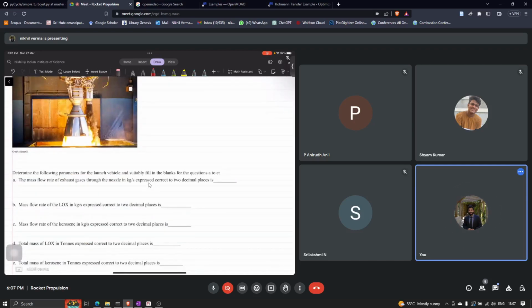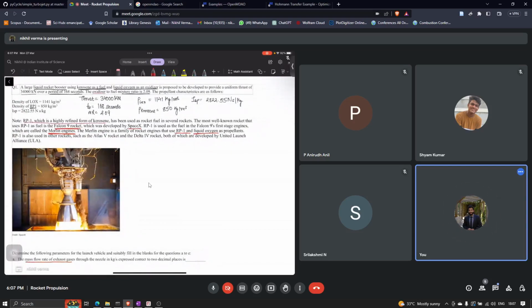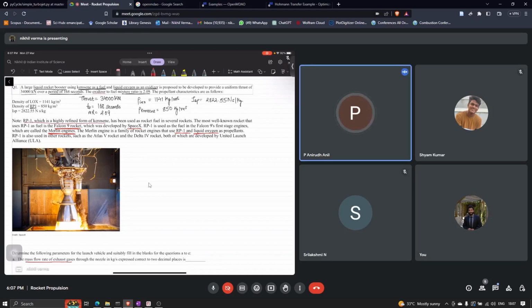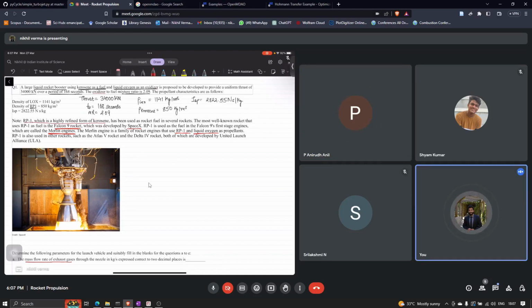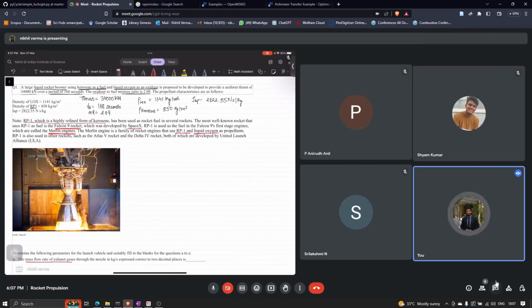Let us see what all is asked. We have to find the total mass flow rate at the exhaust. Would anybody like to try first? Can you please reply at least? Anirudh, your voice is not audible. Okay, so probably you can try first.